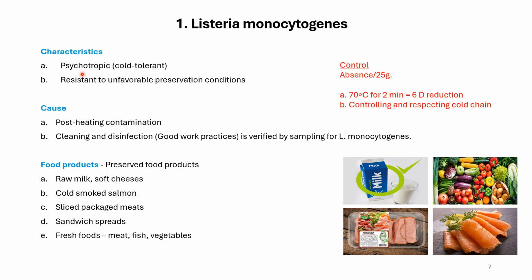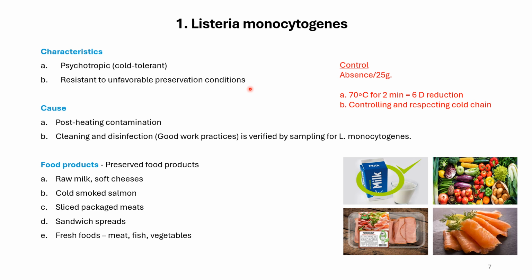So what are the characteristics of this bacterial cell? They are said to be psychrotrophic in nature, meaning they can resist cold temperatures. Some studies show that this organism is capable of growing at temperatures of 0 degrees Celsius. They are also resistant to unfavorable preservation conditions, meaning acidic pH or low water activity containing products.